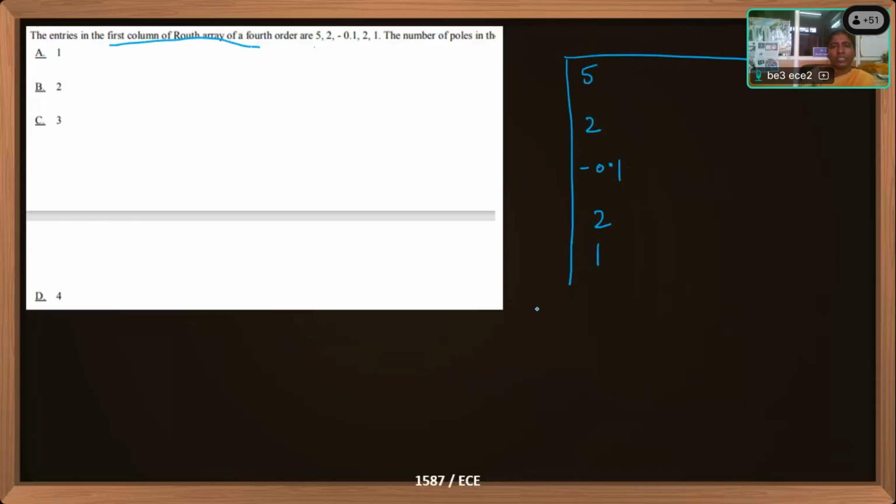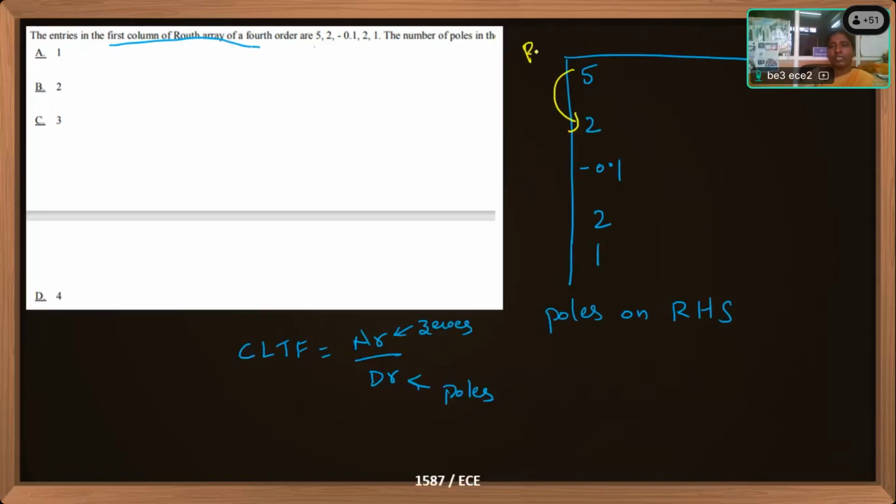Now you must tell how many poles are on RHS, because denominator means poles only. For the closed loop transfer function, you have a numerator and a denominator. The numerator will give zeros and the denominator will give poles. They are asking how many poles are on RHS. The number of sign changes equals the number of roots on RHS. So how many sign changes? This is positive to positive. This is the first column of the RH table alone, and the elements are given.